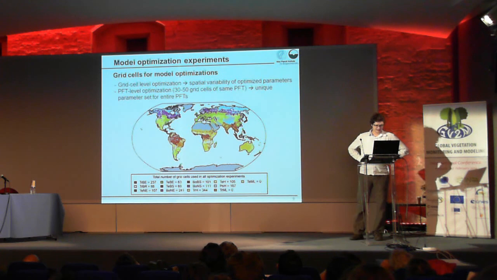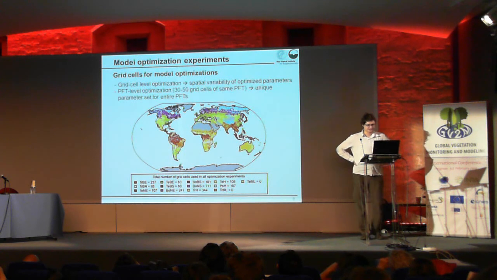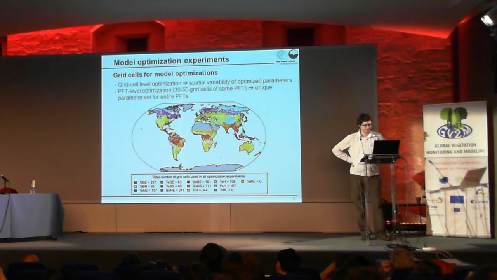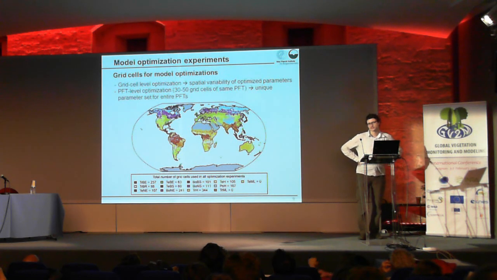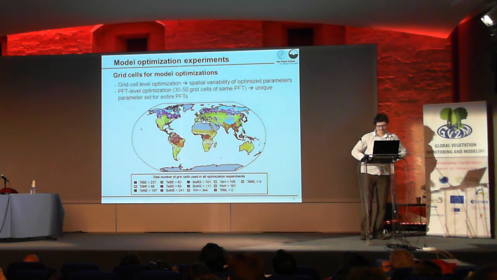First of all, Matthias implemented here the optimization at grid cell level, and then you have a spatial variability in the optimized parameters. But at the end, he was optimizing the model for different PFTs, so using 30 to 50 grid cells for each PFT, and at the end, we were able to derive a unique parameter set for entire PFTs.